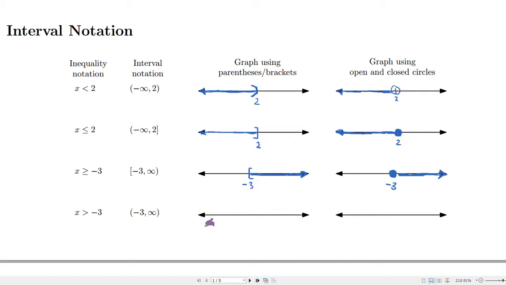And what if x is just greater than? Well, it'll be a lot like the situation up here. Since it's not greater than or equal to, we're going to have an open parenthesis and then -3 to infinity. And that will look like this. So using parentheses or brackets, we have an open parenthesis there, and we'll have an open circle from -3 to infinity.